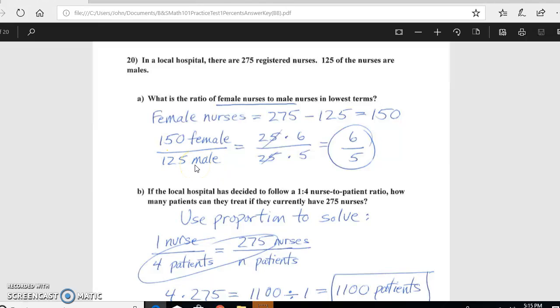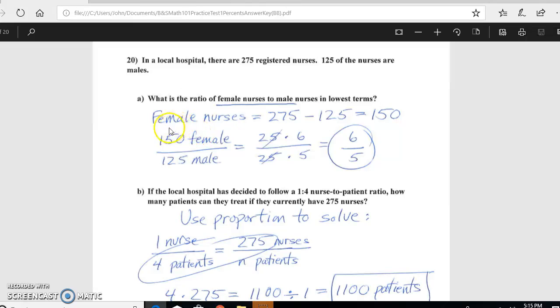And then we need to reduce this to lowest terms. We can take out a factor of 25 in the 150 and the 125, and we're left with 6/5, and that is the ratio in lowest terms.